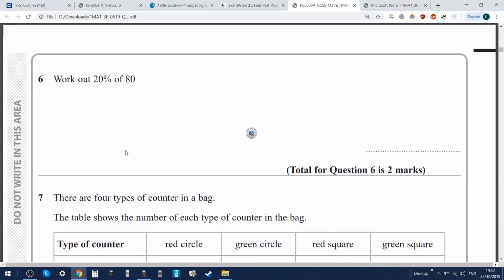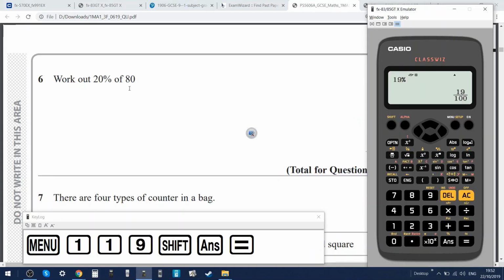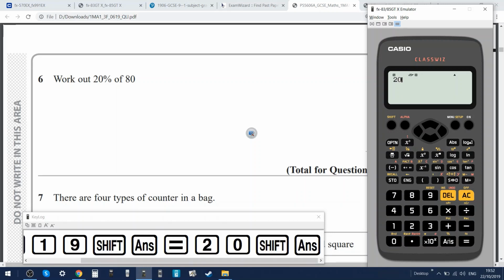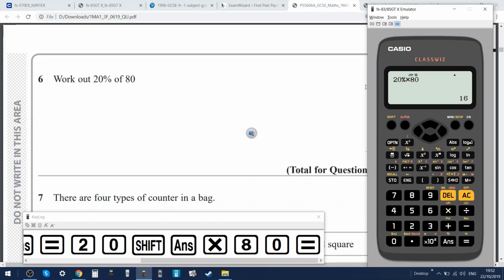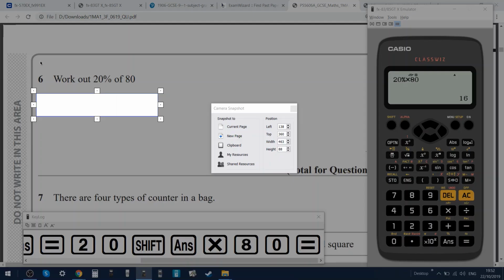Wow. This one, you will get it wrong. 20% of 80. Again, cheating question. How do you do percent? How did we do 19%? Do the same thing for 20. 20%. Shift answer. The yellow percent is over answer. 20% times 80 equals, and that is the answer, 16. I don't even know what percent even means, and I get every single question right.